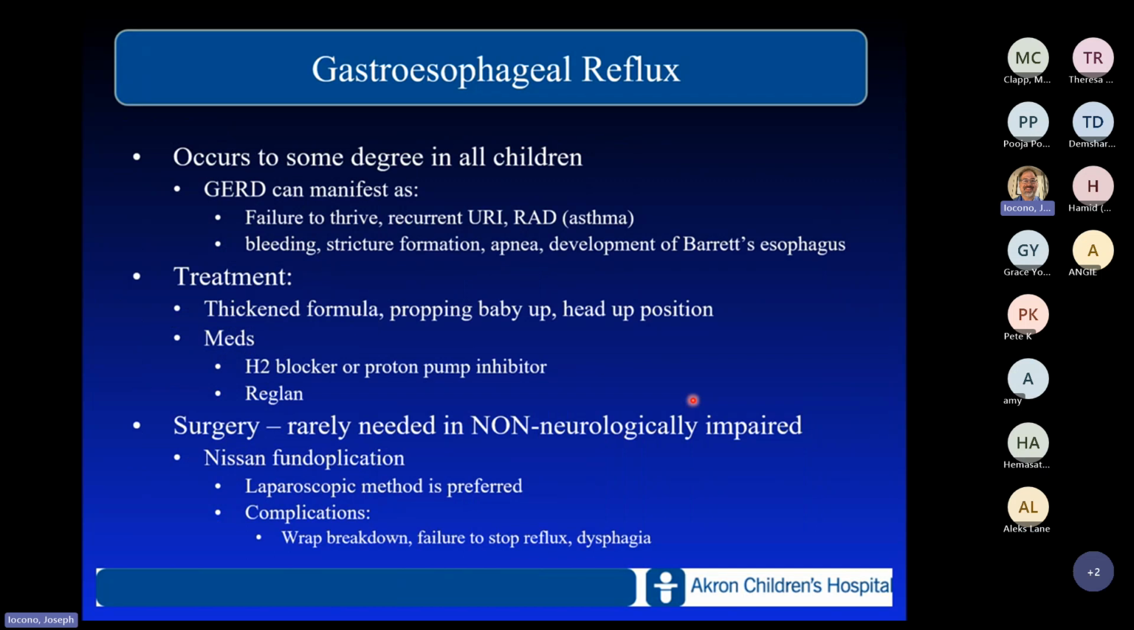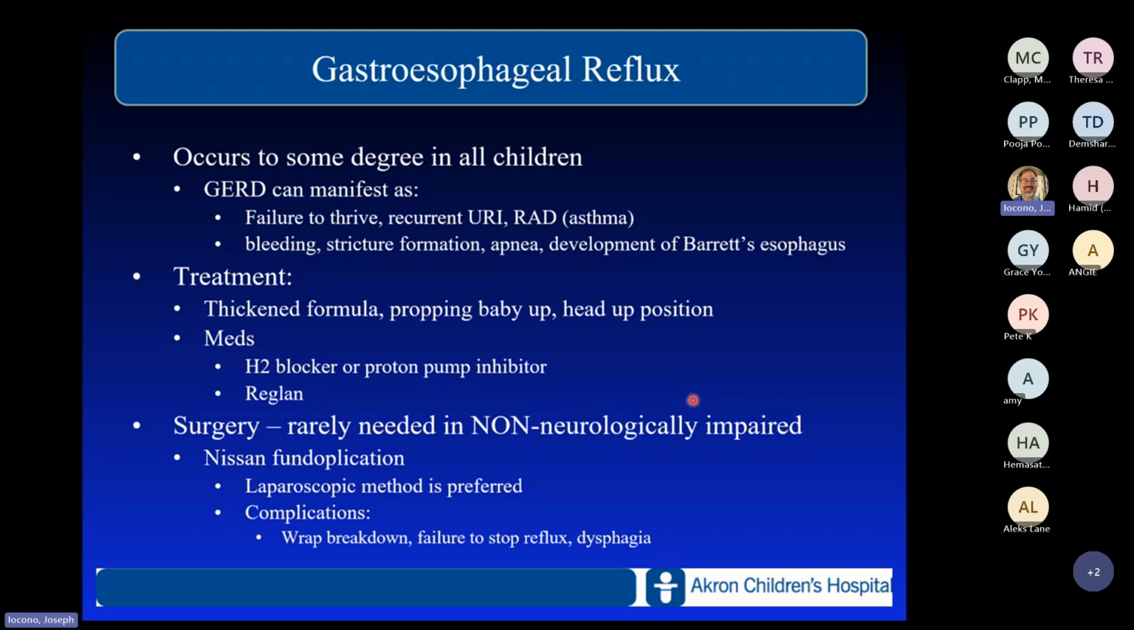Reflux. Reflux occurs to some degree in everybody. Every baby's got reflux. That's why you have burp bibs. Reflux becomes reflux disease when you manifest something bad because of the reflux. So if you have failure to thrive, recurrent upper respiratory infections, or bad reactive airway disease from microaspiration, that means you have gastroesophageal reflux disease.